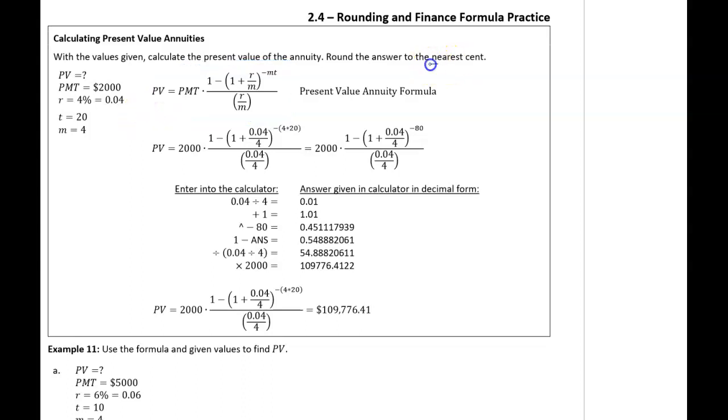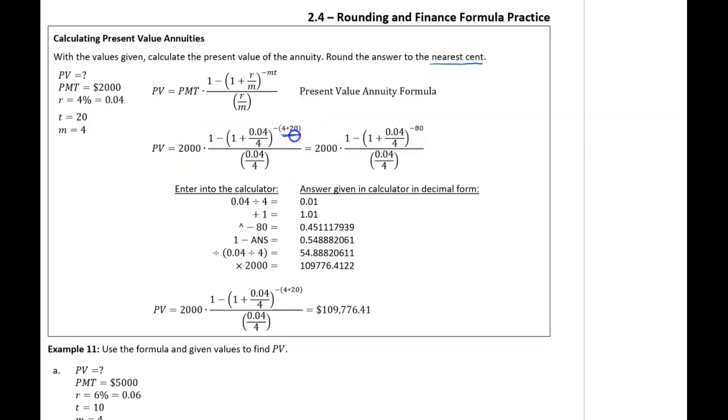Again, we're rounding to the nearest cent at the very end. We're looking for the present value. They give us a payment, an interest rate, a time, and a value for M. Plugging in our pieces into our formula, this is what we would start with, right? Plug in the payment value, the interest rate, the time, the M, to find the present value. That's going to be our goal. Well, we're going to start in the same place.